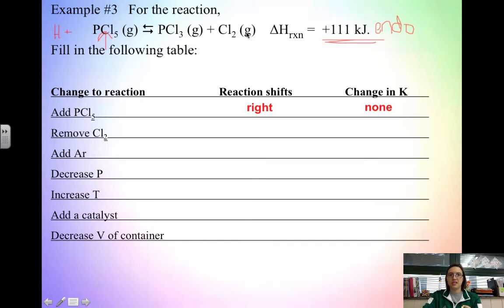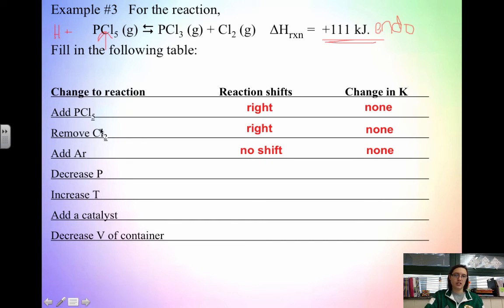Then what if we remove Cl2? Now we don't have enough Cl2, we don't have enough product, so we need to shift to make more product, so it's going to shift to the right. Again, K is not changing because the only thing it depends on is temperature. The third change says to add argon. Well, is argon anywhere in this reaction? No. Argon is a noble gas, it doesn't react, and it's nowhere in this equilibrium mixture, so it's not going to have any shift. It's just going to stay the same. And again, there's no change in K.